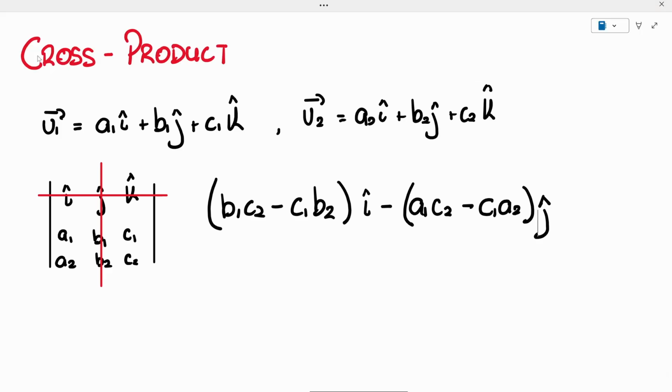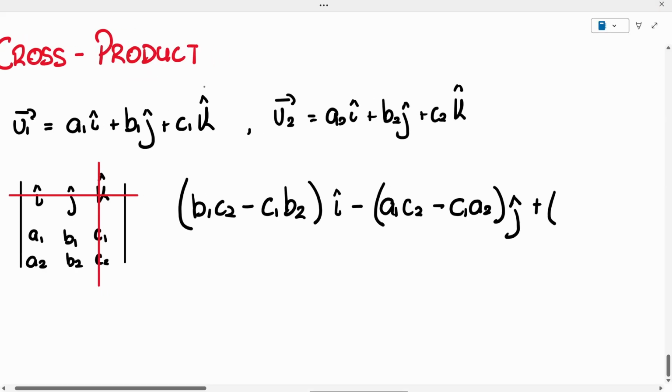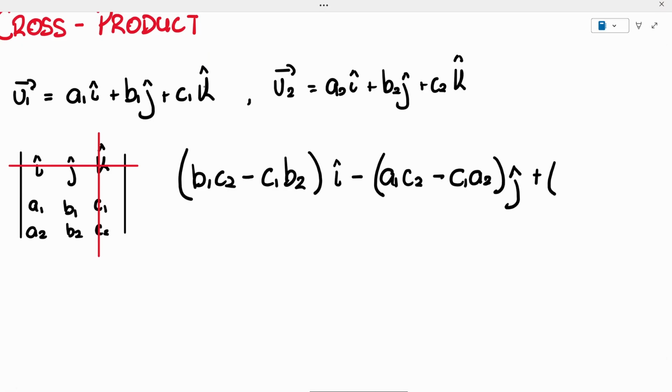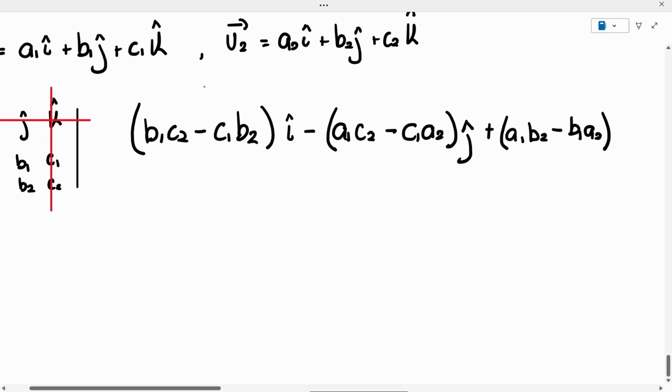And the last term, we block out the third column, plus, and we take the product of the remaining matrix, right? So that is a1 b2 minus b1 a2. Right, and we just multiply by what we blocked out, which was k.